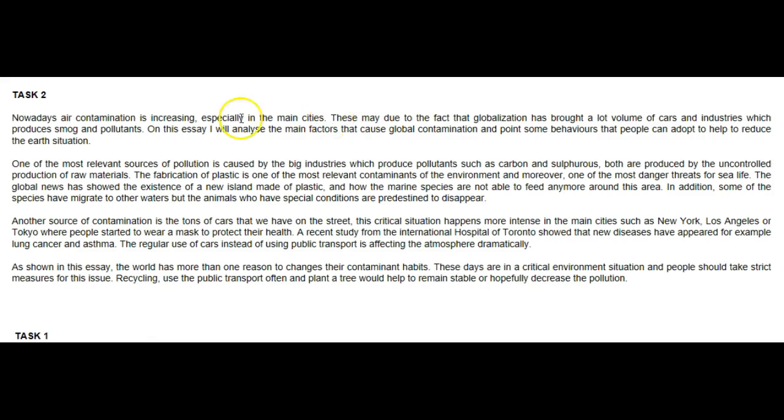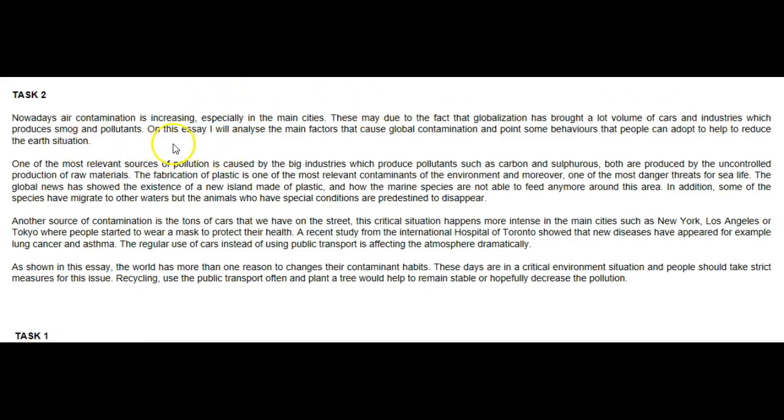This may be due, because it's air contamination. This may be due to the fact that globalization has brought a large volume of cars. You can't say a lot volume, so it has to be adjective plus volume. A large volume of cars and industries which produce, because you have cars and industries.